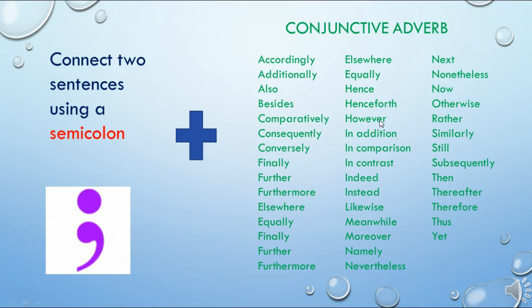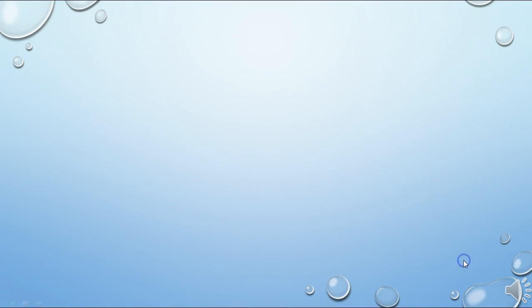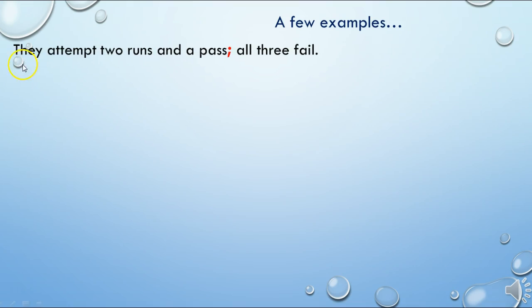However, tells us there's an opposition. Similarly, more agreement. There's a lot of different words you can use. And when you use a semicolon, you may very well have the opportunity to explain a relationship using conjunctive adverbs. You don't have to use a conjunctive adverb to use a semicolon, but often they do go together. So let's take a look at a few examples. They attempt 2 runs and a pass, semicolon, all 3 fail. We have a complete sentence here, a complete sentence here, and a semicolon in the middle.